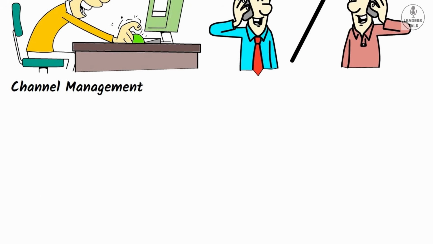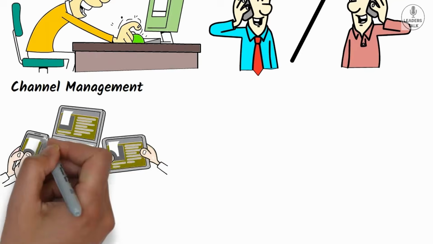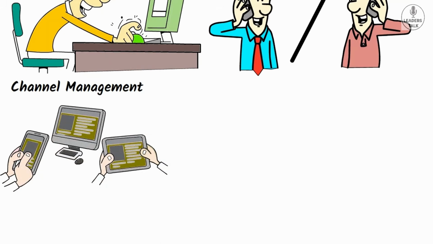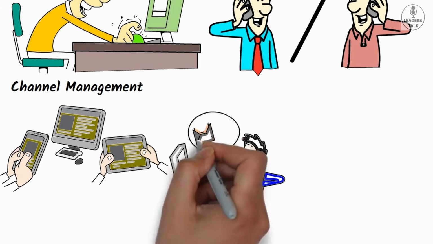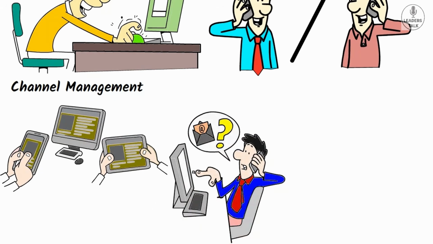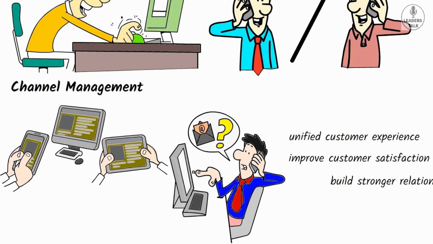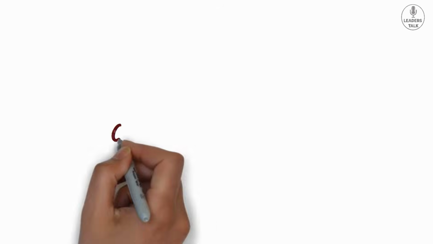Channel management. Channel management in CRM involves integrating multiple communication channels and touchpoints to enable effective customer engagement. It ensures that customers can interact with a business through their preferred channels and receive consistent messaging and support across all channels. Channel management allows businesses to deliver a unified customer experience, improve customer satisfaction, and build stronger relationships by meeting customers where they are most comfortable.